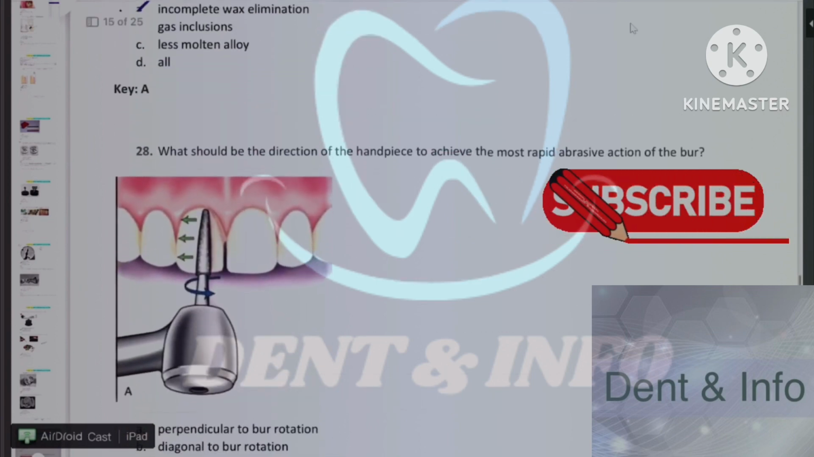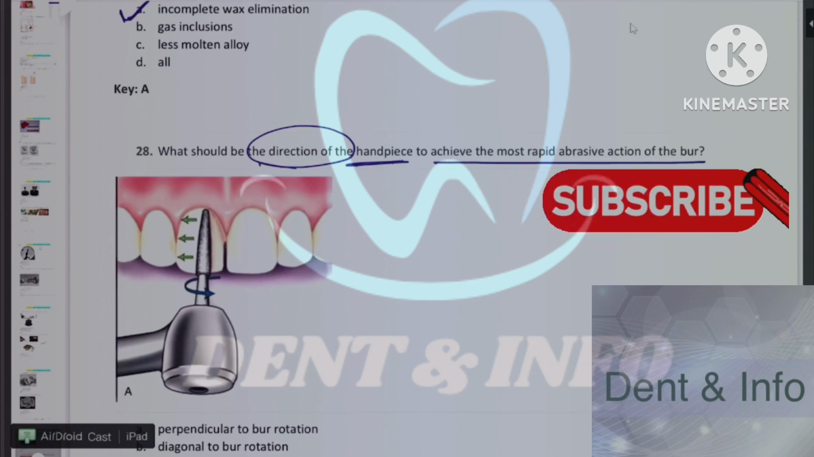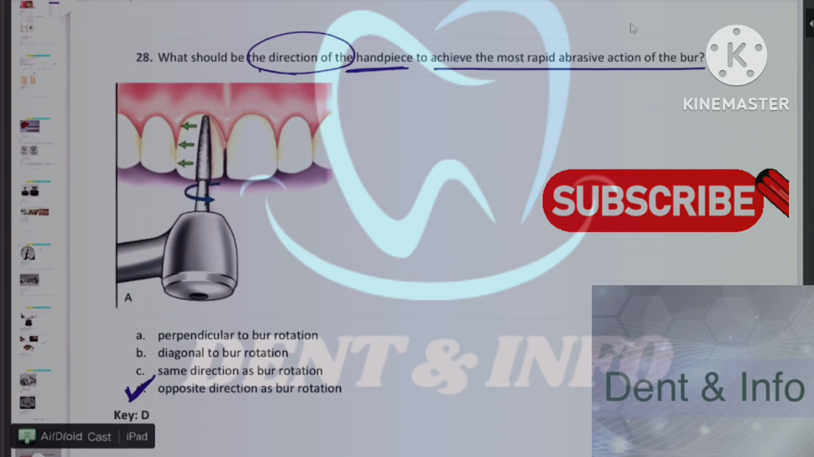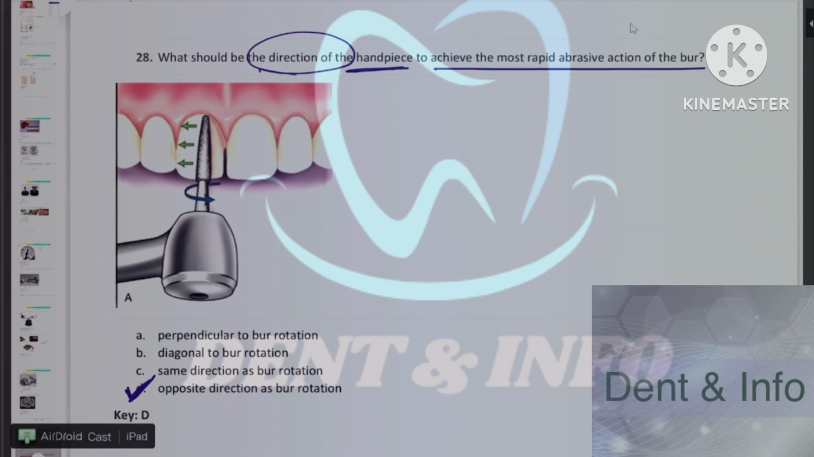Now this is a good question. What should be the direction of handpiece to achieve the most rapid abrasive action of the burr? While doing a crown prep, you know the burr is rotating clockwise. So to have the maximum advantage of cutting or abrasion, you should move the handpiece in the opposite direction. That will achieve the maximum cutting efficiency of the diamond abrasive. Right? Opposite. Yes, Dr. Niyati.